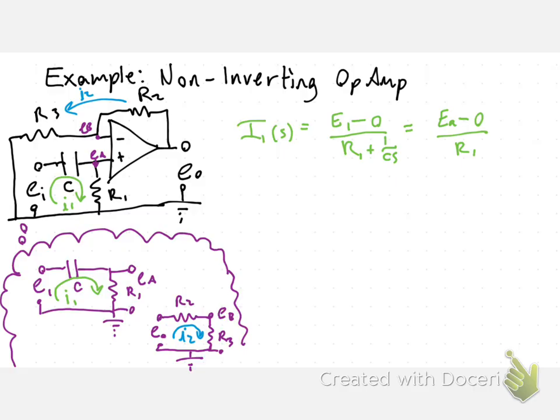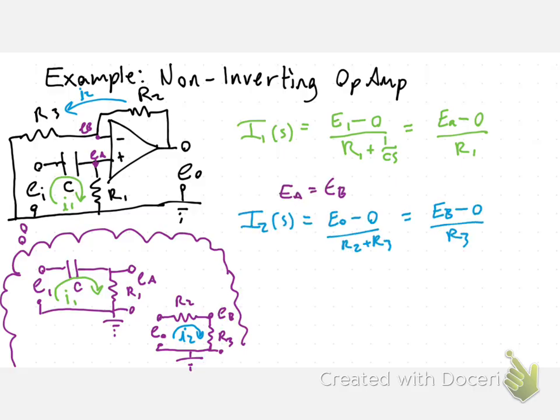Then we know that we're dealing with an op-amp, so we can set EA equal to EB. So in this example, they're equal to each other, but it's going to be a non-zero number. And we can set up our final circuit. So I2 of S is going to be EO minus 0 over our total impedance, and EB minus 0 over R3.